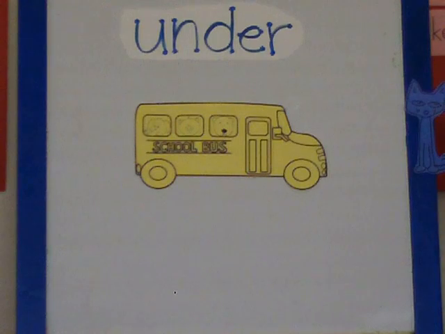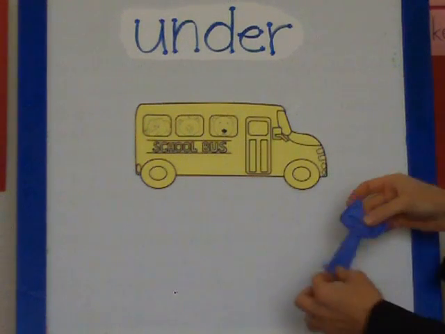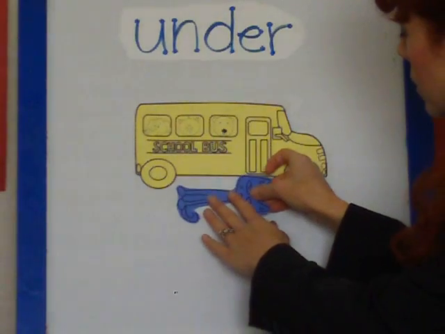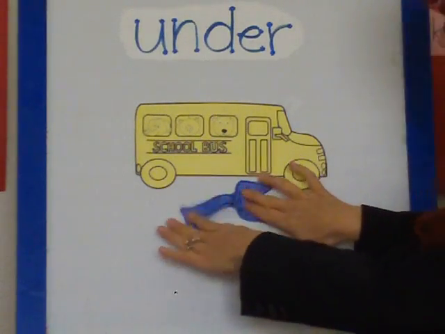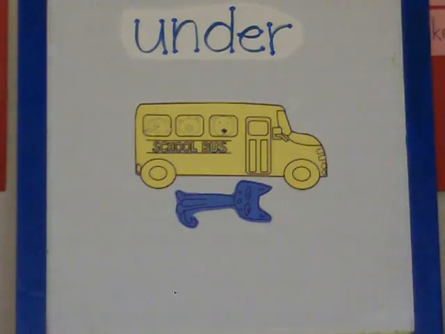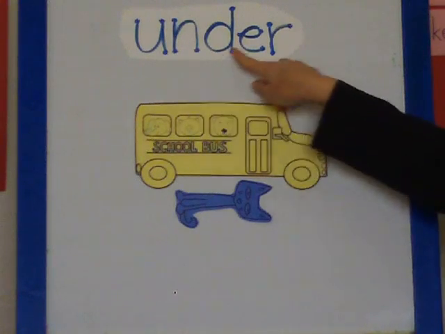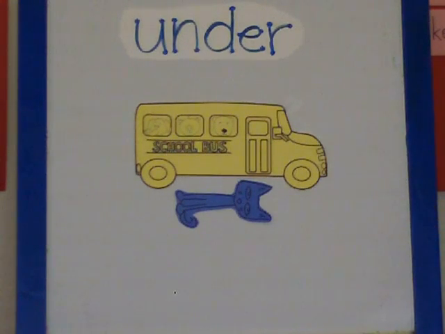Under. I will place Pete under the bus. Looks like he's maybe going to fix the bus. He's a very talented cat. Let's put that into a sentence. Pete is under the bus.